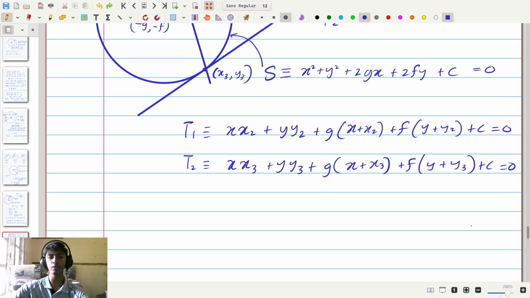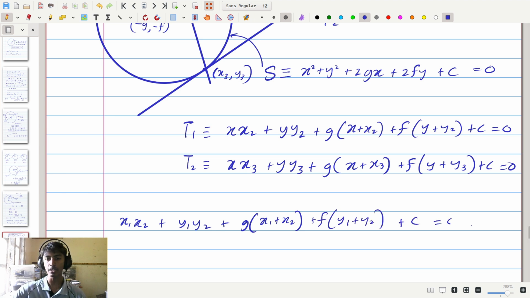So therefore, substituting x1 and y1 into this equation, we could write that x1 times x2, as in substituting this x for x1, plus y1 times y2, plus g times x1 plus x2, plus f times y1 plus y2, plus c must be equal to 0. I'm going to call this equation number 1.